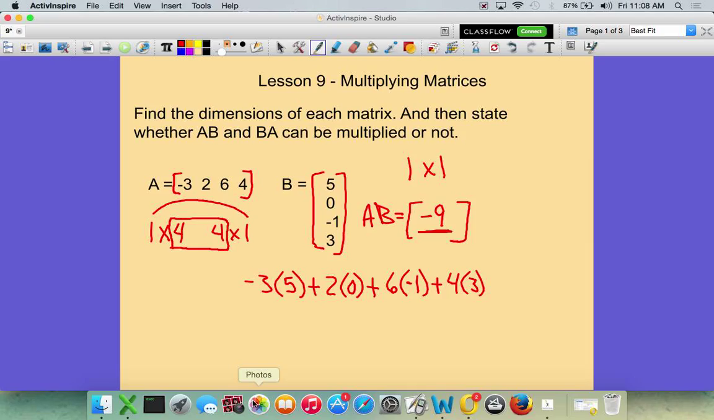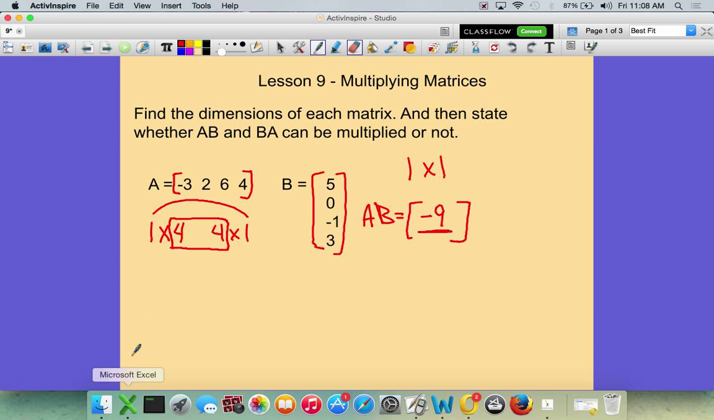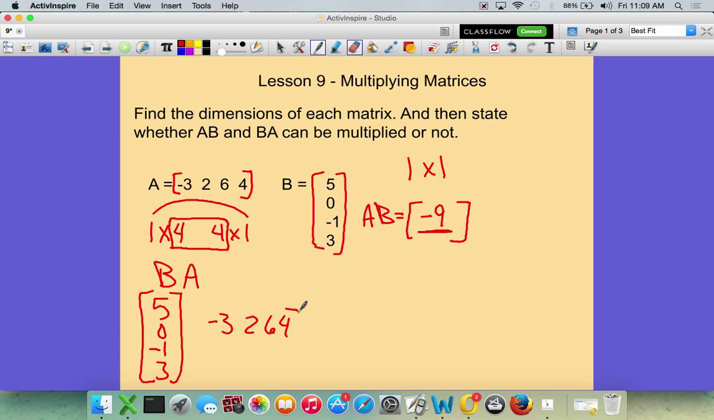Now, it also says, figure out if we can multiply B times A. I'm going to get rid of this, and we're going to try and do B times A now. Notice that these are in a different order here. B times A, we've got 5, 0, -1, 3. Now I normally rewrite these in the right order because I need to be able to see them in the right order. Whether you have to do that or not totally depends on you. But there's our B times A.